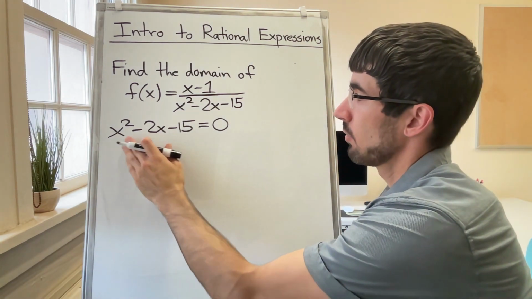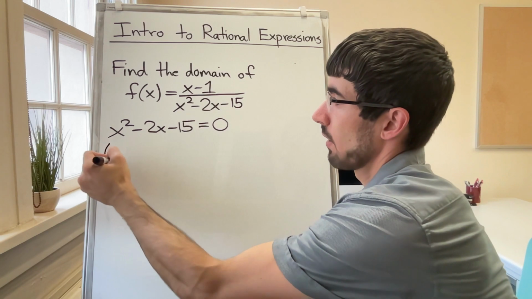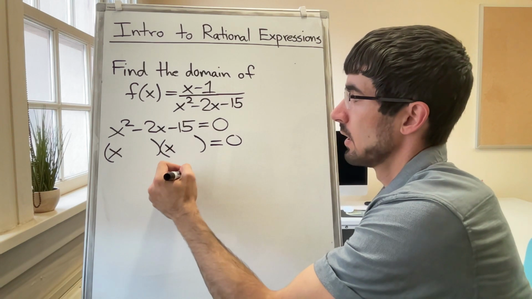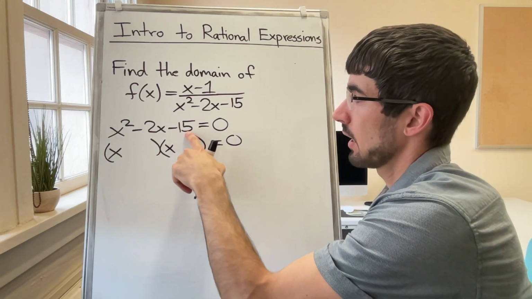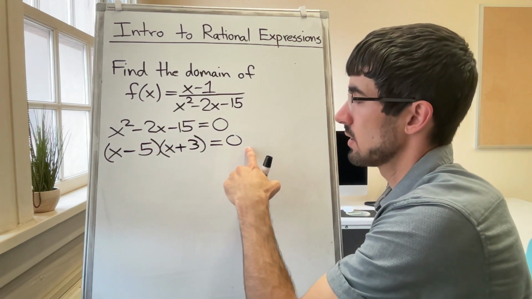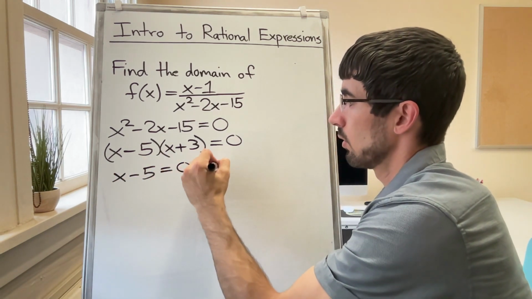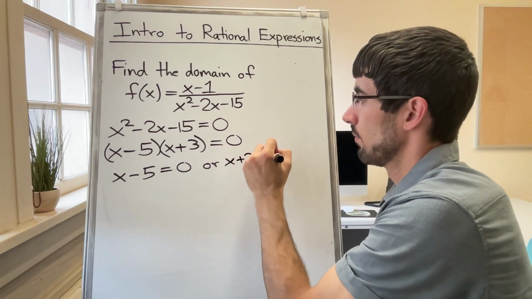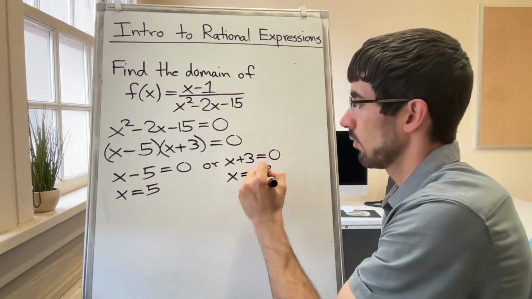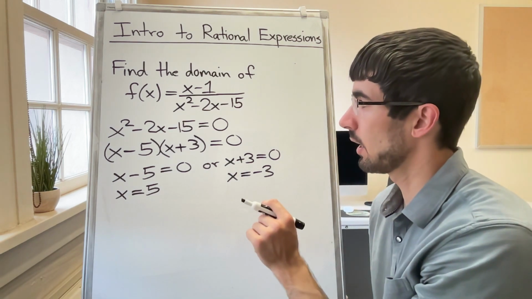So what x values would make x squared minus 2x minus 15 equal 0? We can solve this quadratic equation by factoring. Let's factor this into two binomials. They each begin with x, and the numbers here multiply to negative 15 and add to negative 2. So I have x minus 5 times x plus 3 equals 0. By the zero product property, that means x minus 5 equals 0, or x plus 3 equals 0. So x equals 5, or x equals negative 3. Now again, these are the two values I do not want to include in my domain.